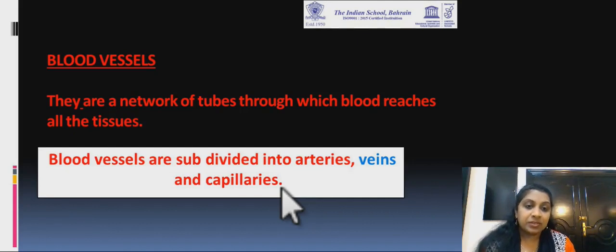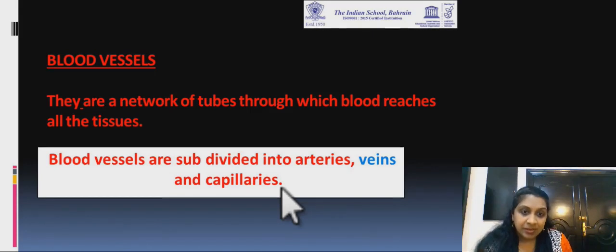Now before getting into the functions of arteries, veins and capillaries, I would like to let you know the meaning of the term oxygenated and deoxygenated blood. Oxygenated blood means the blood that is rich in oxygen, which the heart receives from the lungs through the pulmonary vein. And from the heart, the blood vessel, which is the artery, carries it to the different parts of the body.